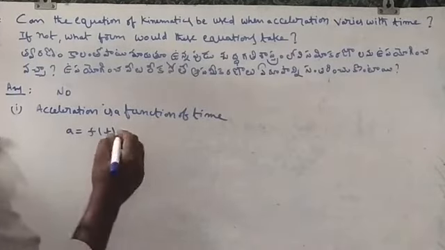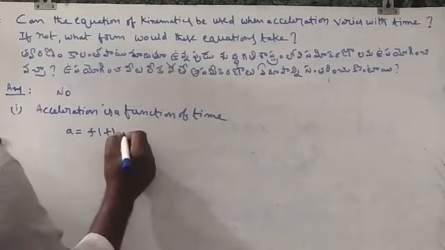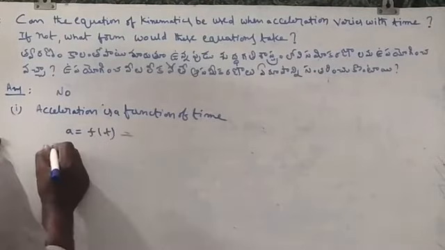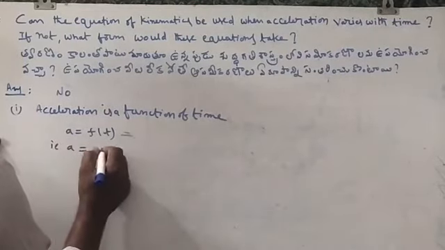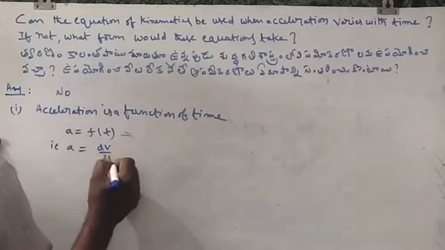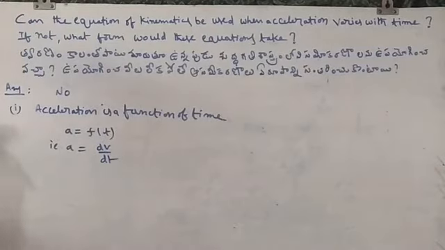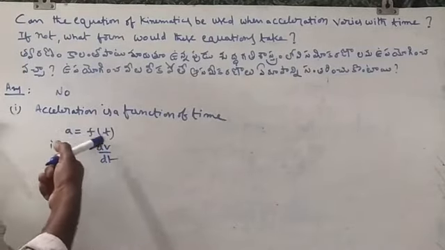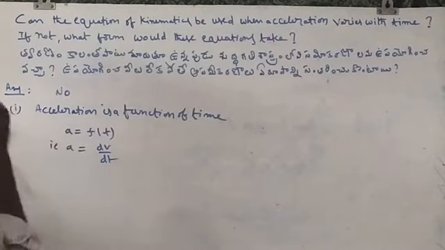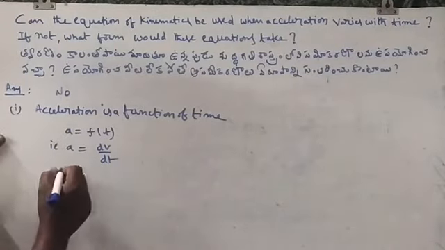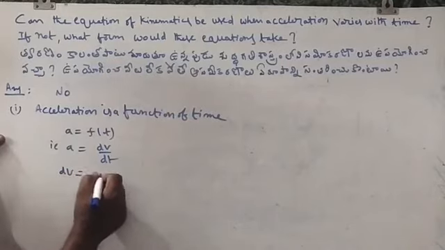That means a is equal to dv by dt. Acceleration is a function of time, that means a is equal to dv by dt, so dv is equal to a dt.